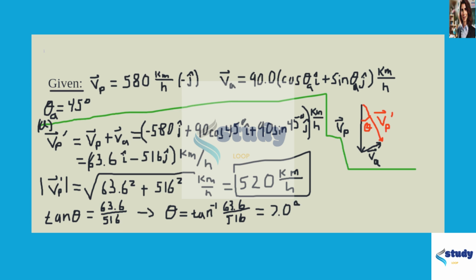And let's indicate what direction that is. That is 7.0 degrees south of east. So we'll write south of east.